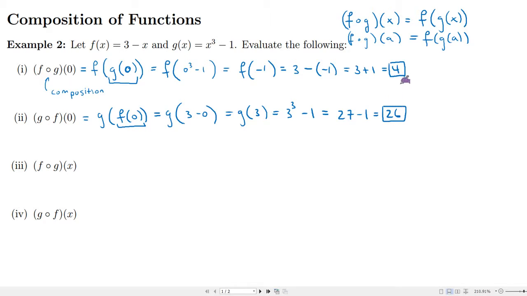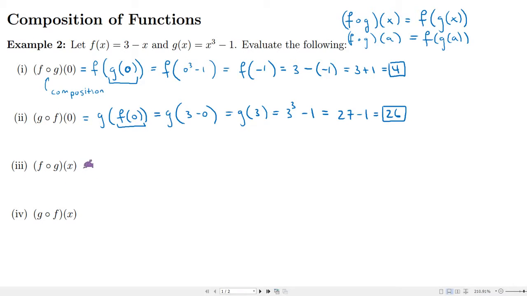Okay, and note that these two values are not the same. So that's quite interesting because this example shows you that these two functions do not agree. So you can't just swap which one's the outside and which one's the inside. That's going to affect the outcome. So order is very, very important when you're talking about compositions.